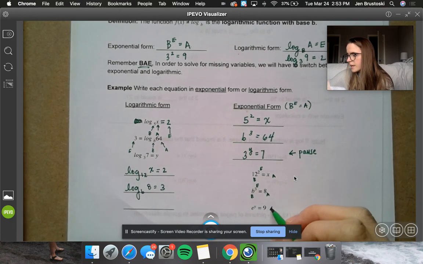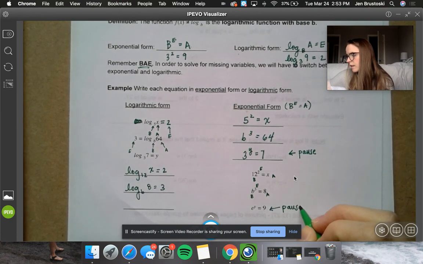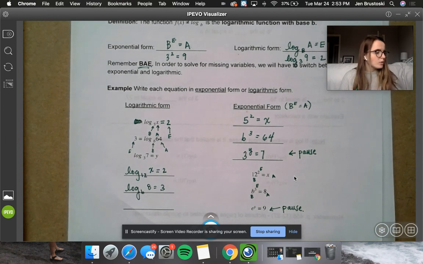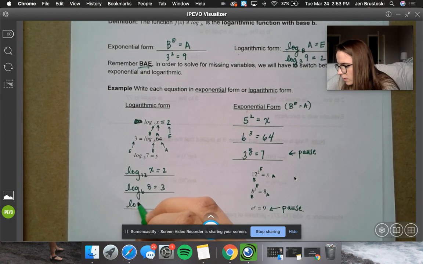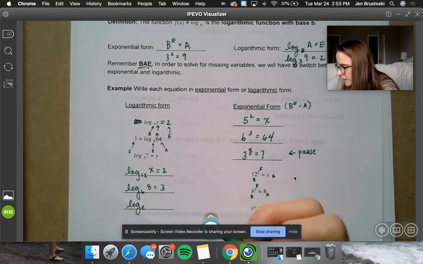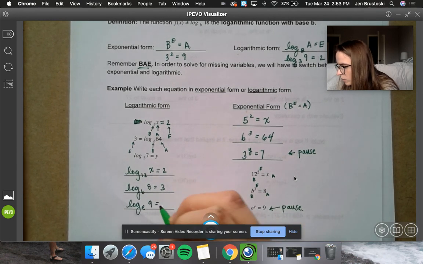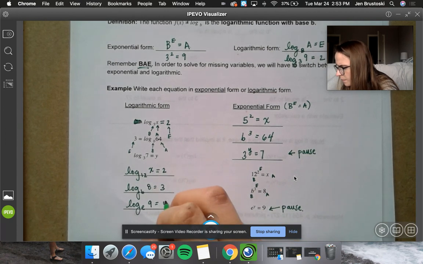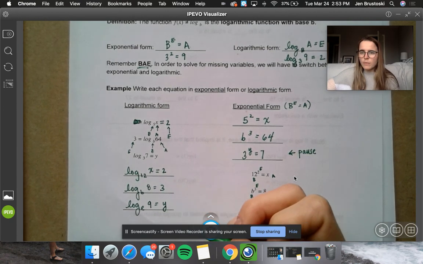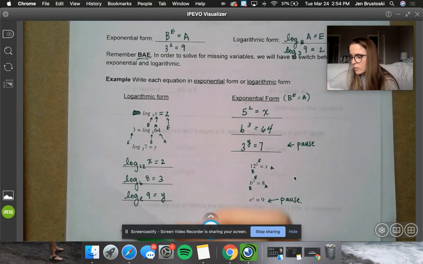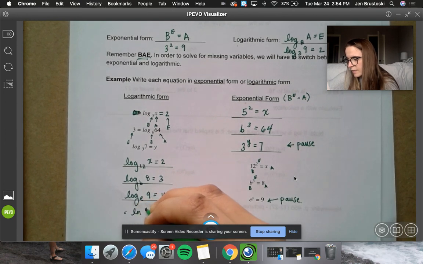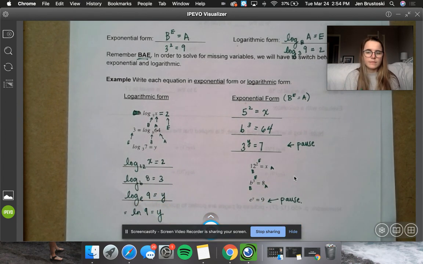Again, I would try to pause here, try it on your own, and then we'll start another one here in a second. So this is how we do this one. We have log base e of 9 equals y. If you remember before, up top I said that log base e was the same thing as ln, so we can go ahead and change this to ln of 9 equals y. And that's a lot easier to plug into your calculator than anything else.